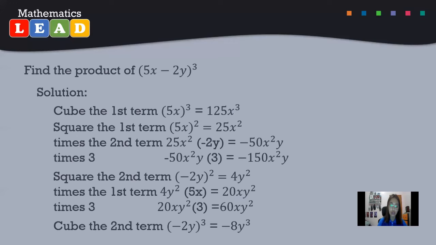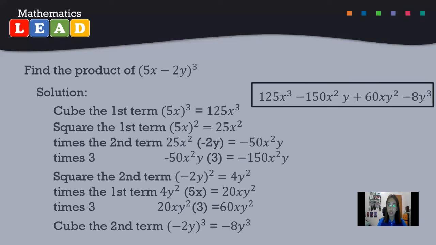And then the last thing we need to do is to cube the second term. (Negative 2y) cubed is equal to negative 8y cubed. That's why we have the final answer of 125x cubed minus 150x squared y plus 60xy squared minus 8y cubed. Note that when cubing a binomial and its sign is minus, the signs will alternate, like this: positive, negative, positive, negative. Did you get it?